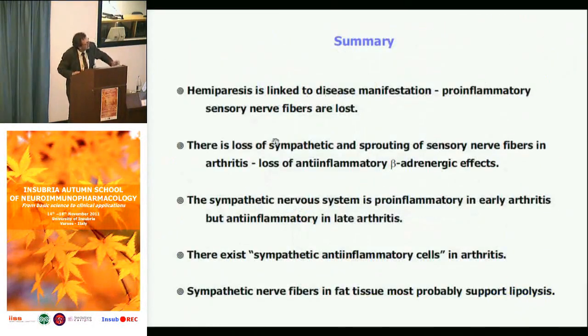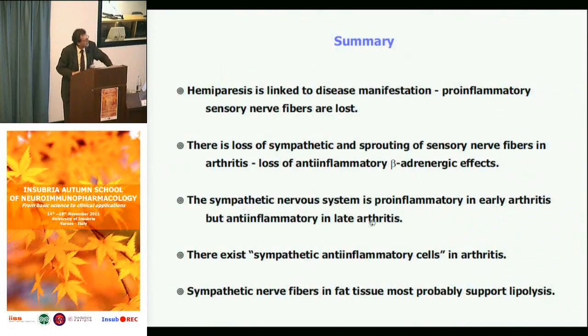I summarize. Hemiparesis is linked to disease manifestation, and the pro-inflammatory sensory nerve fibers are most probably lost. It's not investigated in absolute detail, but this is the hypothesis. There's loss of sympathetic and sprouting of sensory nerve fibers in arthritis, with the loss of the anti-inflammatory beta adrenergic effects. This is not only in the joint, but in the lymphoid organ. The sympathetic nerve fiber is pro-inflammatory in early arthritis, but anti-inflammatory in late. That was our initial concept.